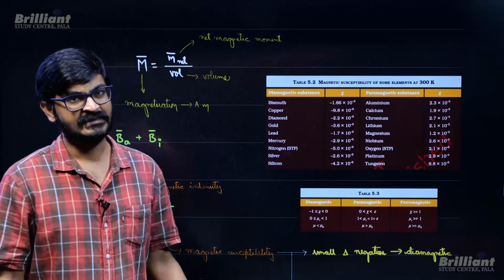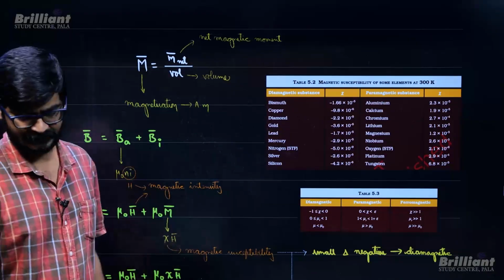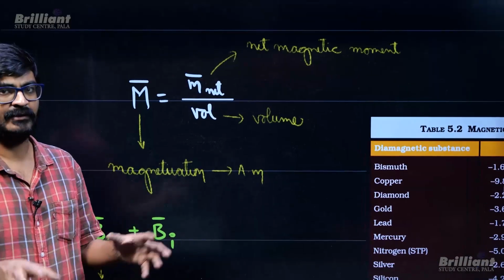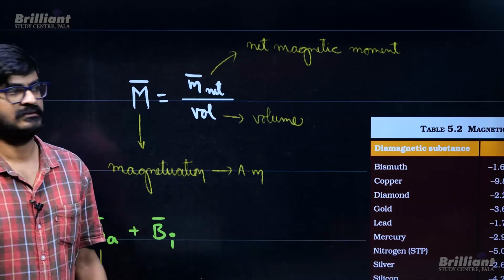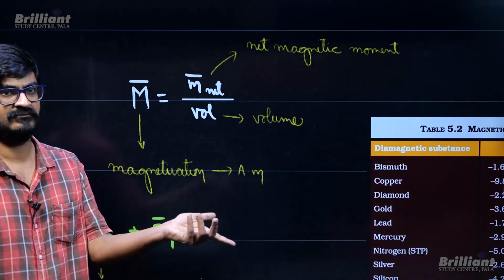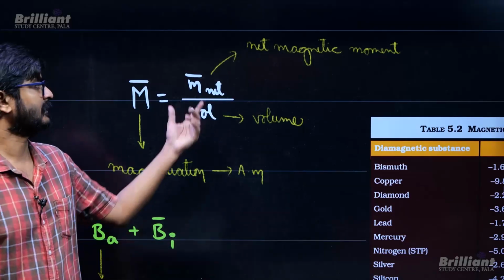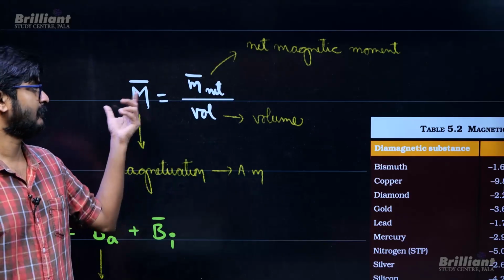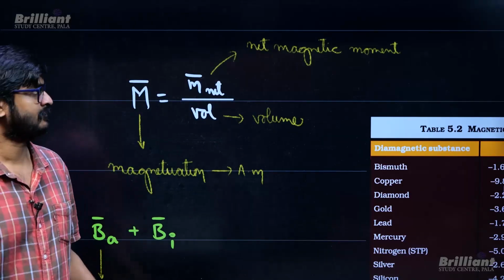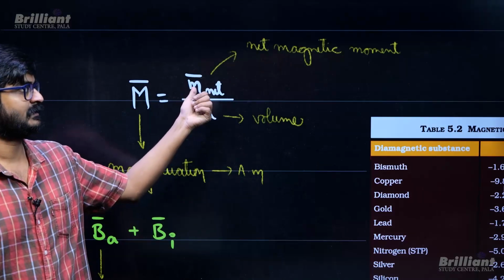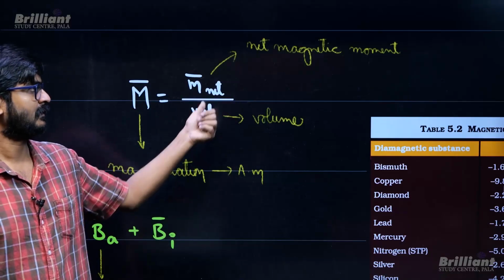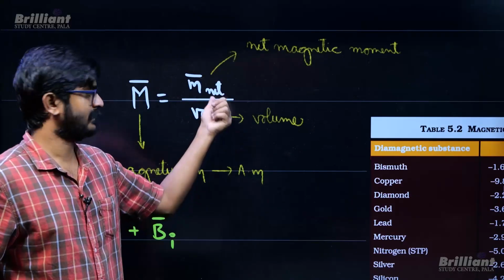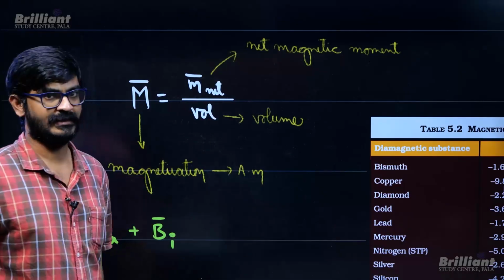So we will define a property called magnetization. Magnetization we define as the net magnetic moment of the material of some volume, divided by the volume of that material. Magnetic moment units are I into A, so that is ampere into meter square, divided by meter cube, that is ampere per meter, which will be the units of magnetization.